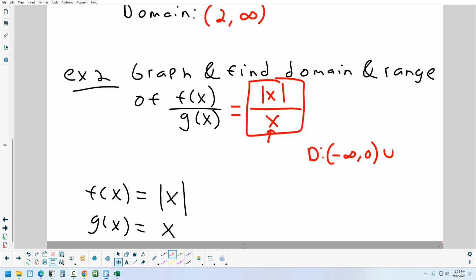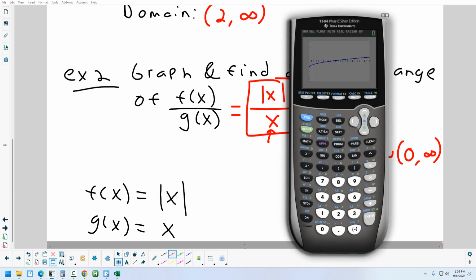How do you think we would write, we can pick any number higher than 0? 0 with the parenthesis, and then comma, infinity. Yep. What does the little u mean? This means or. So you can pick a number lower than 0 or higher than 0. All right. Let's draw that and see if we can figure out the range.